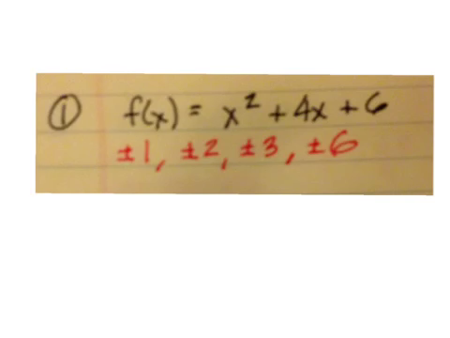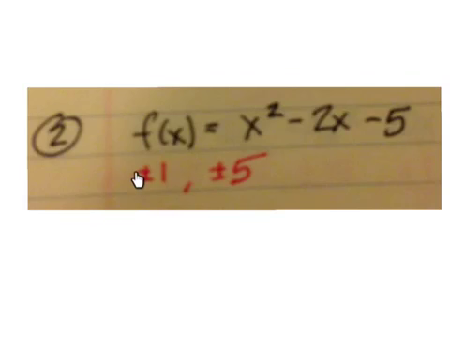The first couple are kind of blurry. I guess the phone didn't focus in. But it should be ±1, ±2, ±3, and ±6 for number 1. And you must have them all on there to get the point for the homework. Each problem is 1 point each.